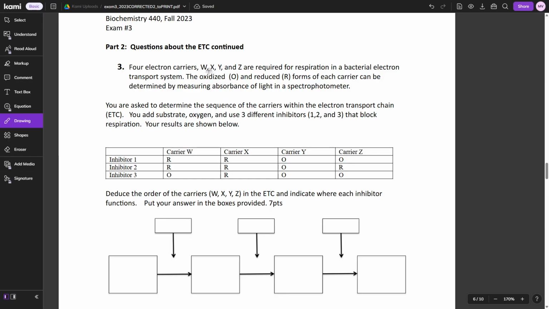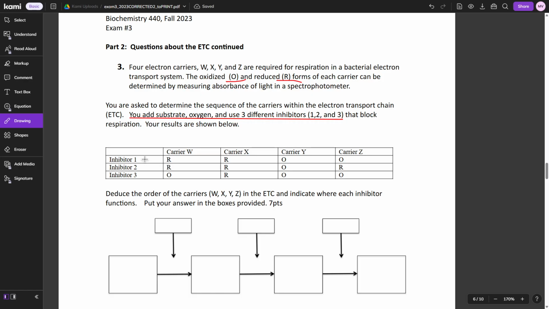So we have 4 electron carriers. I don't care what their names are. Required for respiration, bacterial electron transport chain. We have the oxidized and the reduced states, determined by measuring absorbance of light. You're asked to determine the sequence of carriers within the electron transport chain, and you add a substrate, oxygen, and use 3 different inhibitors. Okay? And your results are here.